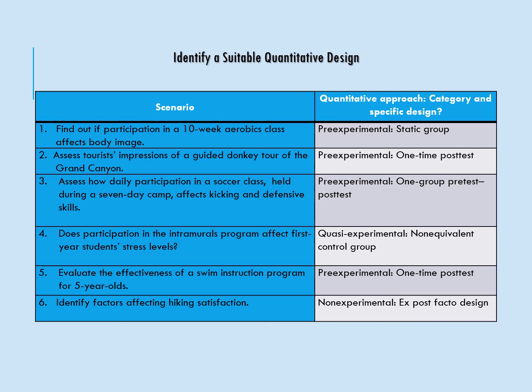Identify factors affecting hiking satisfaction. So it's going to be a non-experimental ex post facto design because we were only looking at outcomes, right? So we're looking at hiking satisfaction. We're not doing a pretest, and we're looking at a variety of factors that may affect it. So we're not just looking at one intervention and seeing what happens. So we're going to try to identify many variables and see how those variables affect hiking satisfaction as a dependent variable.